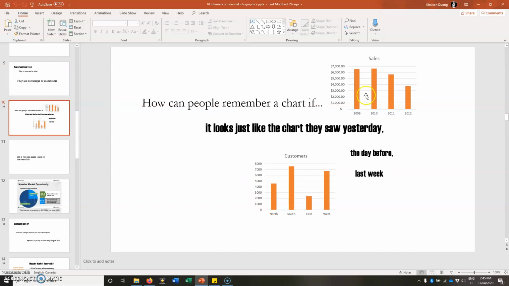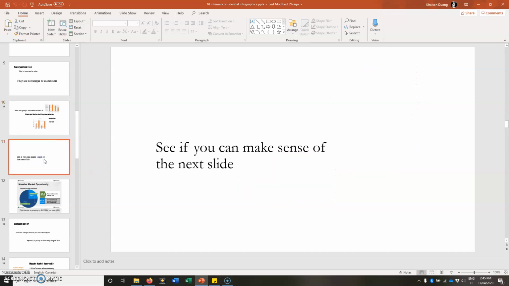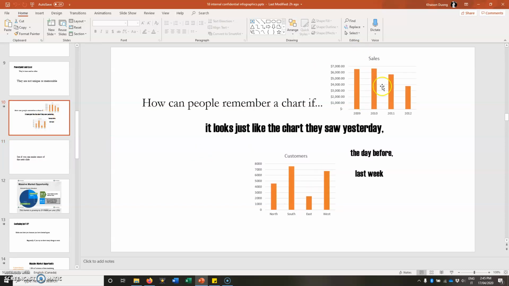So here's an example, right? Chart about sales, charts about customers. If I just go off that slide, do you even remember what you just saw there? How are you supposed to make sense of that? So yeah, you just don't remember it. They just start looking the same, especially if you're not looking at them right away. If you saw them yesterday, the next day, how are you going to remember the difference between those two? How about a week later? Stuff just starts looking the same.